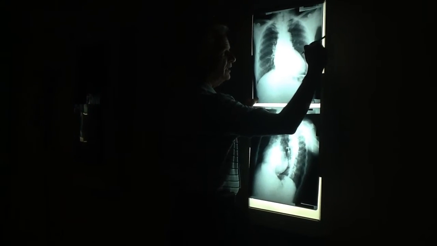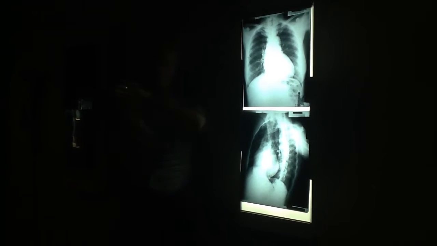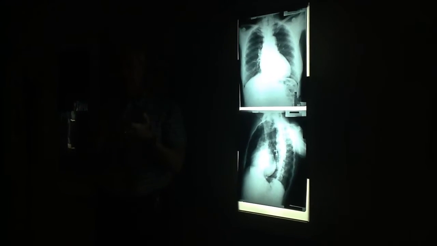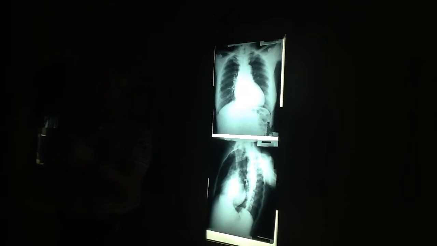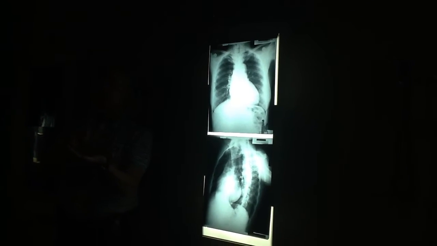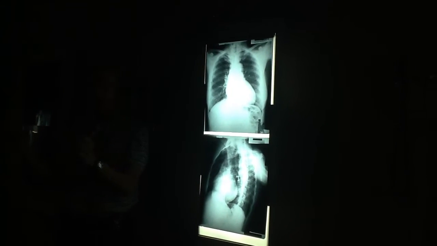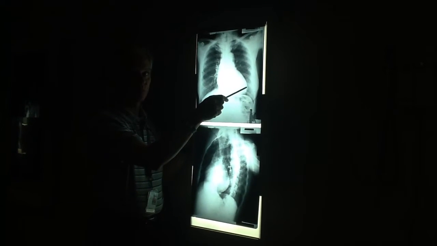Would you agree this is prominent? Yeah. It's more rounded, it's more convex, and it's sticking out further, isn't it? And that's what chambers do when they enlarge. They become more rounded, they become more convex in the area where the chamber forms the border. That's why we do that little exercise, so that we know, all right, this is the left heart border.